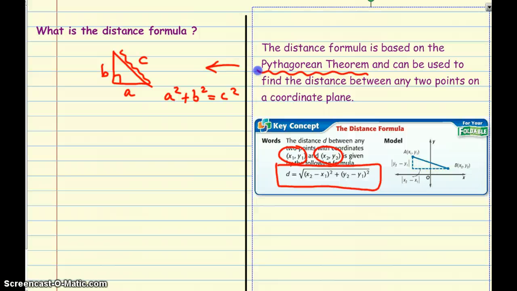But basically all it's saying is you're going to square the difference of the x terms, square the difference of the y terms, add them together, and then you're going to find the square root of the entire thing.